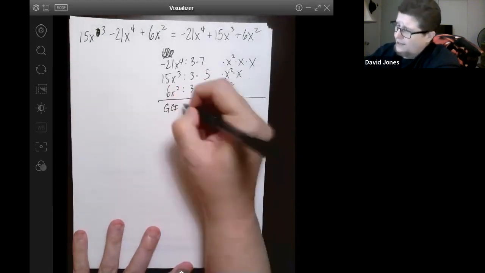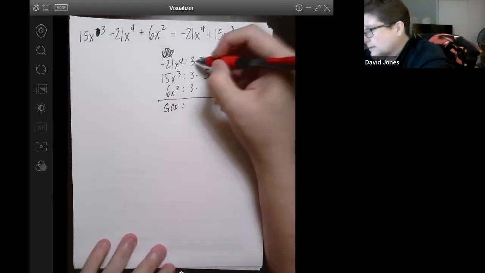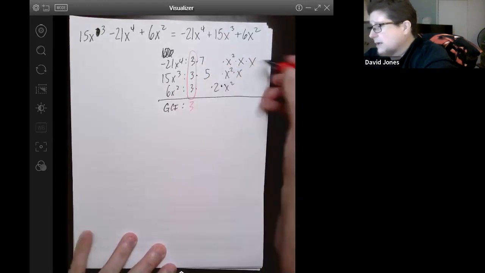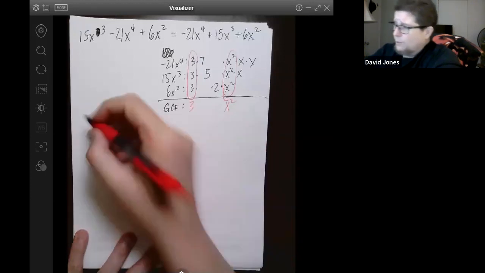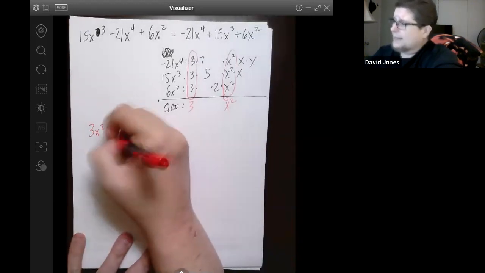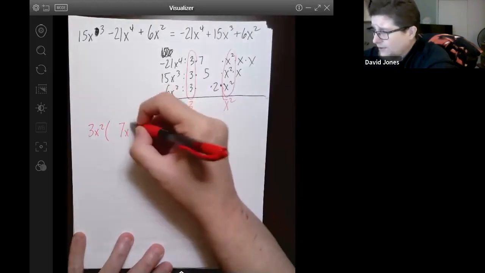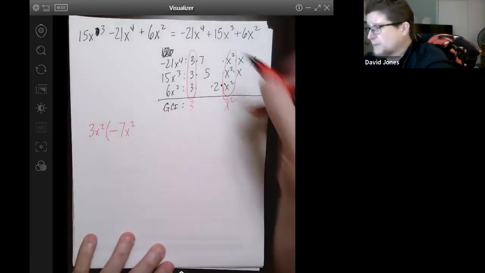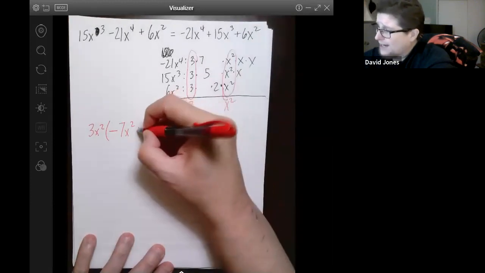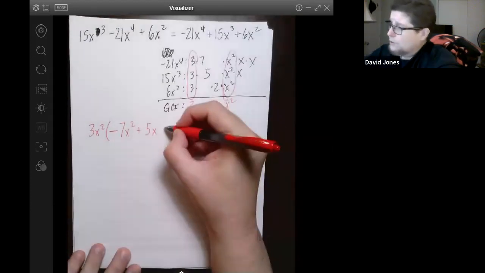The GCF is, we got a 3 and an x squared. So I'll put a 3x squared out front. And what does that leave behind? It leaves behind a 7x squared, which is negative. So I got to put a negative there. 15x cubed leaves behind a 5x, so plus 5x. And 6x squared leaves behind a 2, so plus 2.